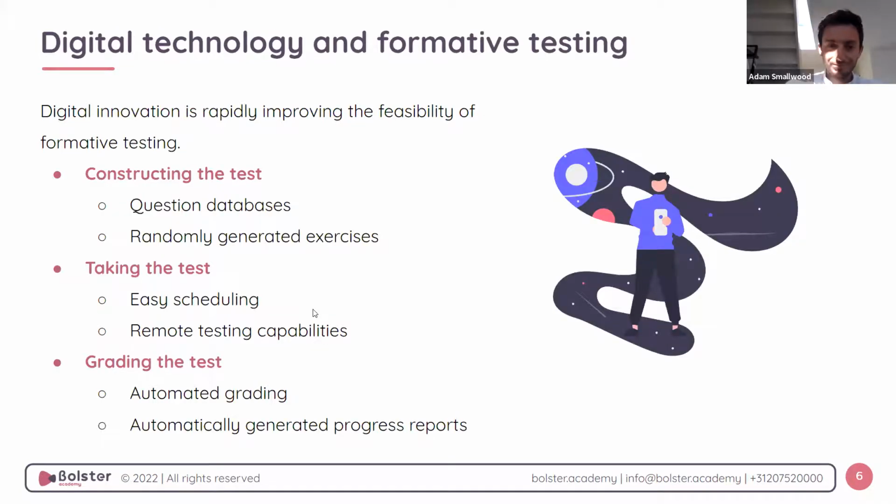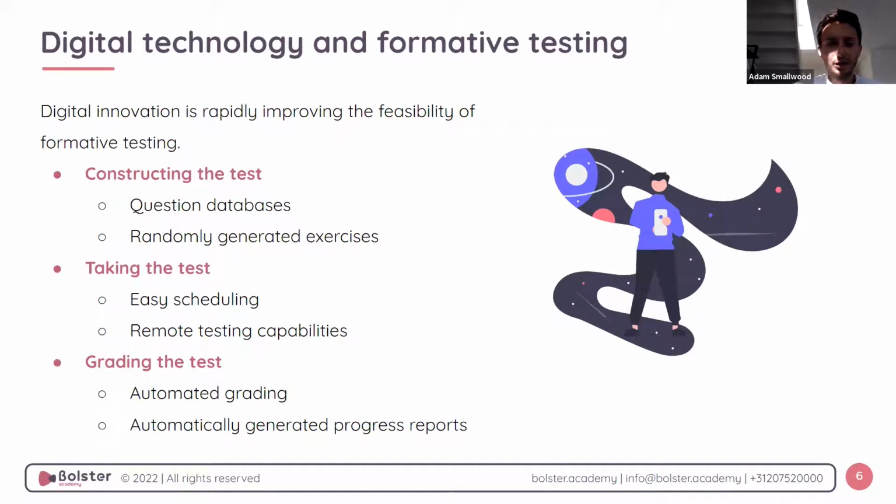Fortunately, though, digital innovation is coming on very, very quickly, and the feasibility of formative testing is increasing because of that. So, for example, when constructing the test, large question databases provide a growing source of material, meaning teachers don't need to invest time to set tests. And randomly generated exercises increase the repeatability of material.